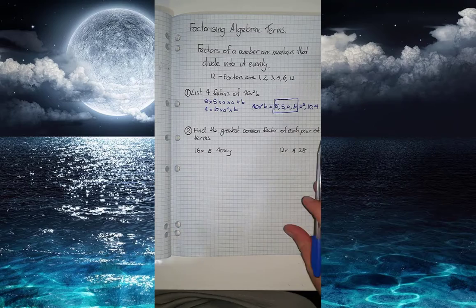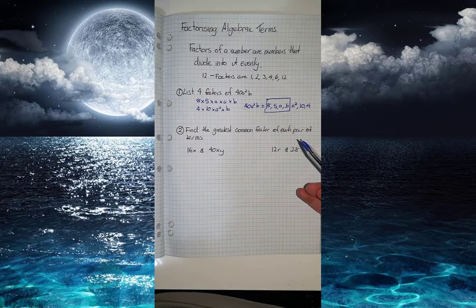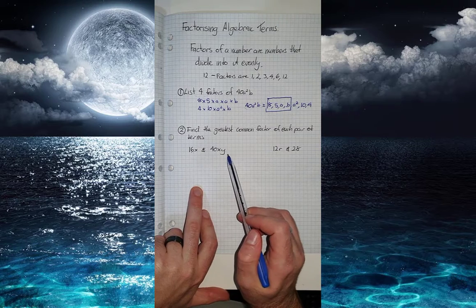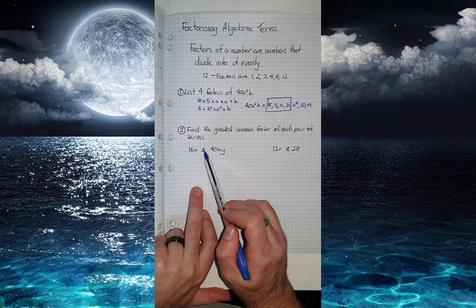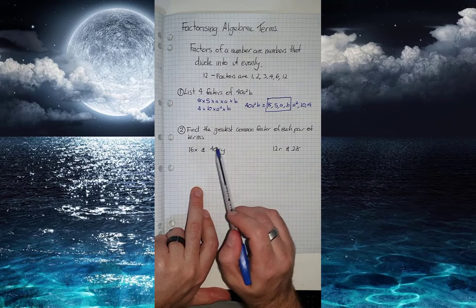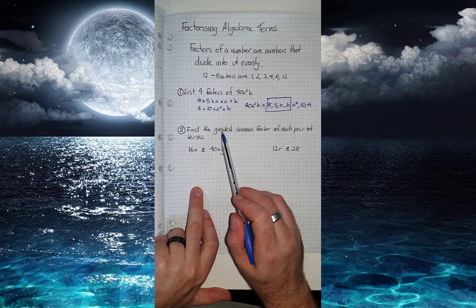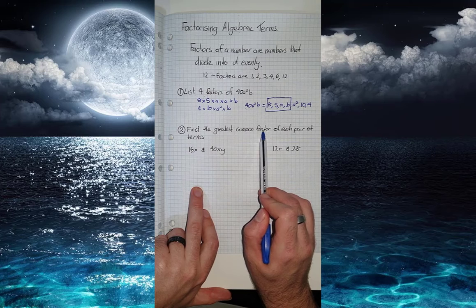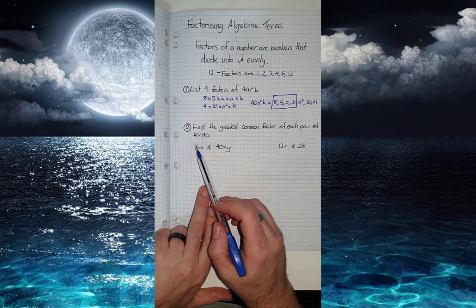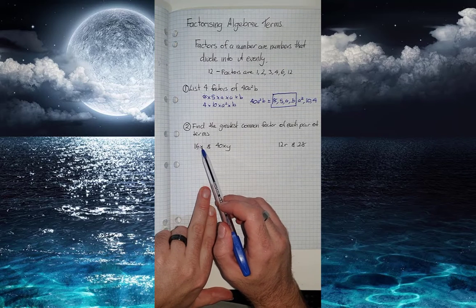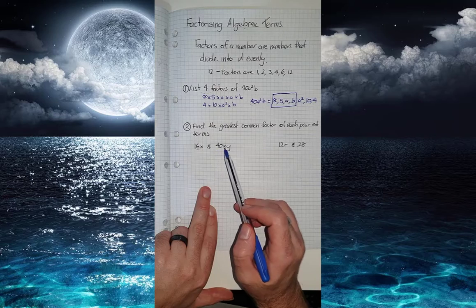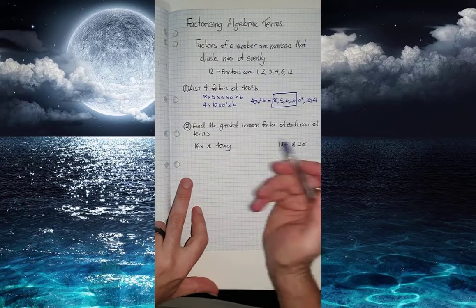Now let's go a little bit beyond that. I've got 2 terms here. Notice how it's not in an expression. So 16x and 40xy. Between these 2 terms, I need to find the greatest common factor. So I need to find the highest number and the common pronumeral that exists between these terms. So let's have a think about it.